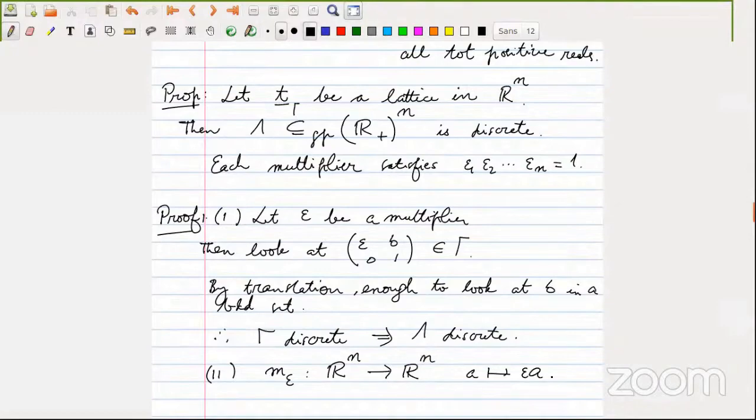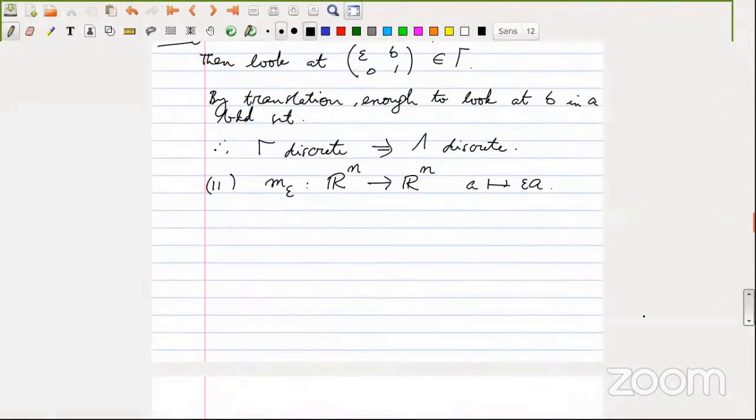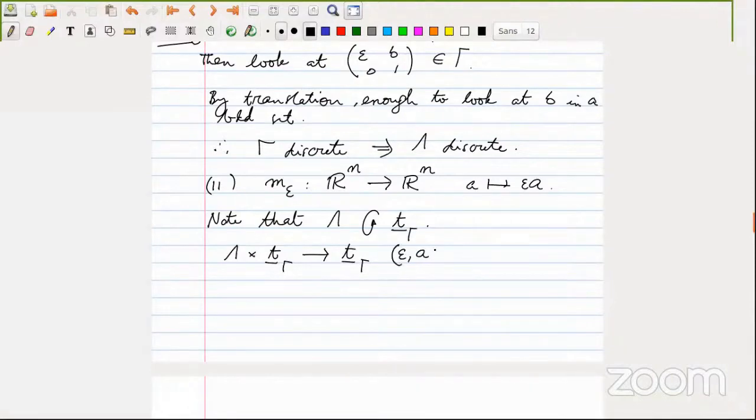Okay, and then this is given by A being mapped to epsilon times A, coordinate wise multiplication. Okay, then note that, the important thing is to note that the multiplier lambda acts on these translations. So by which I mean that I have this D underline gamma to T underline gamma, simply a multiplication by epsilon map: epsilon 1, A1, and so on up to epsilon n, AN, like this.